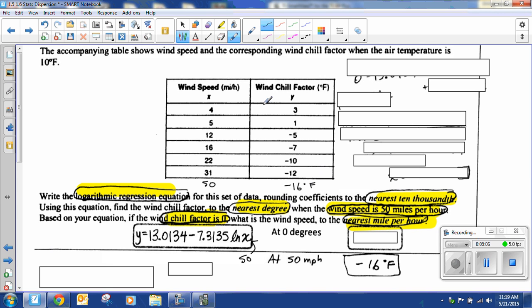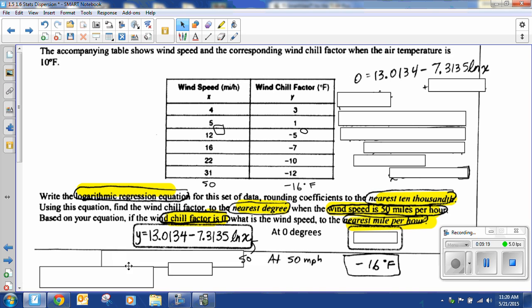Finally, we want to make a prediction. If it feels like it's 0 degrees, how fast do we think the wind is blowing? So, this means we must plug in 0 for y. And that's exactly what we've done over here. Okay? And basically we need to algebraically solve for x.